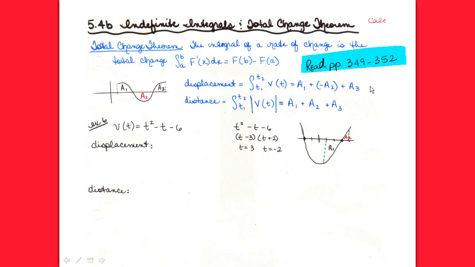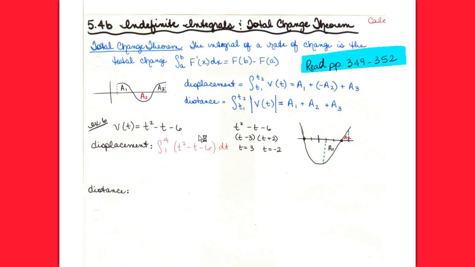Okay, so we start with displacement, and we said that displacement was just going to be the normal integration. So let's go through and do the definite integration for this guy. They told me to go from 1 to 4, so starting at t equals 1 and stopping at t equals 4. All right, so what's the integration of t squared? 1/3 t cubed. Integration of negative t? Negative 1/2 t squared, right?